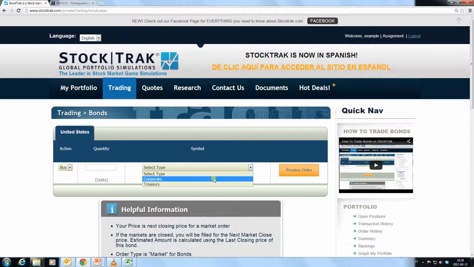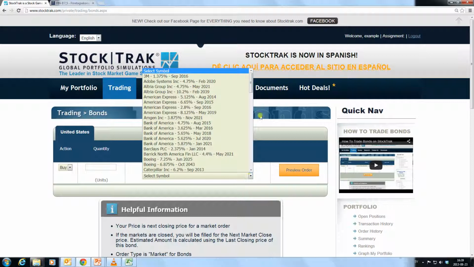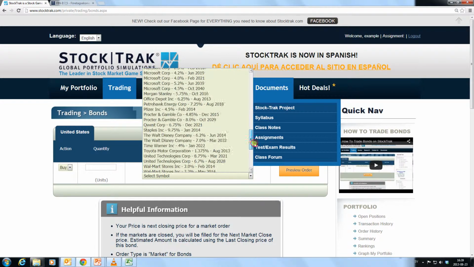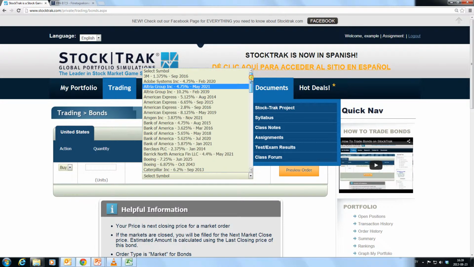You can either buy a corporate bond or you can buy a treasury bond, and I'm going to show you both in this case. So if we choose the corporate bond first, then you get the list here of all the bonds available to you. As you can see, you have a few different bonds to choose from, but compared to the amount of stocks that you can choose from, this is really not that much.